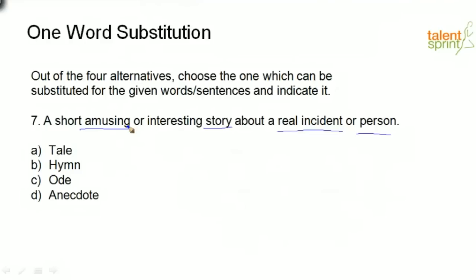Now, if you look at tale, most of you should be aware of it. It's not a very difficult or unfamiliar word, right? When I say a tale, I can immediately connect it to something not just real, but it can also be an imaginary event. That's why it's a tale. It's a narrative of either something real or imaginary. So I can safely eliminate this option because our phrase very clearly says real incident or person. So I can quickly eliminate tale.